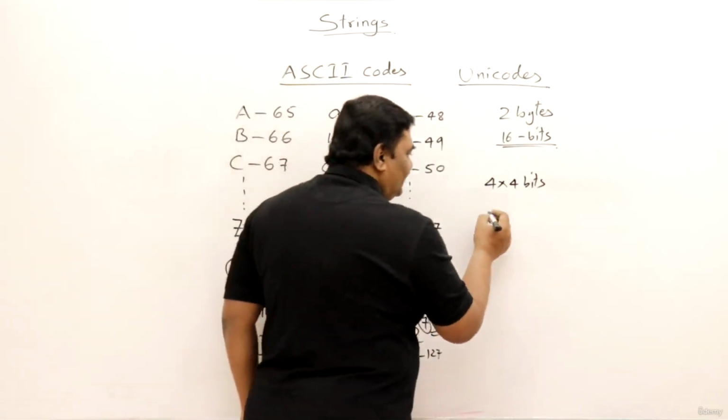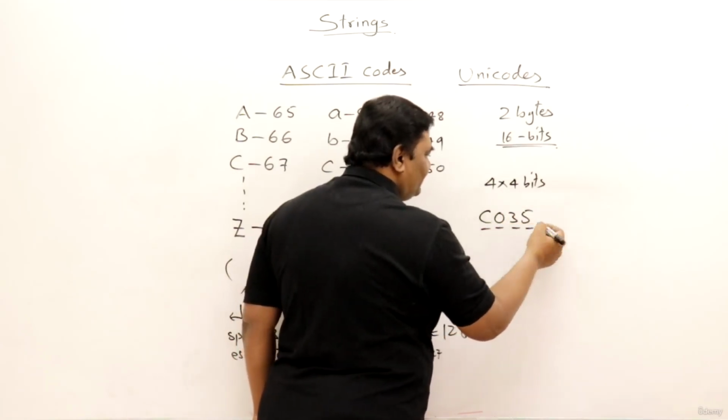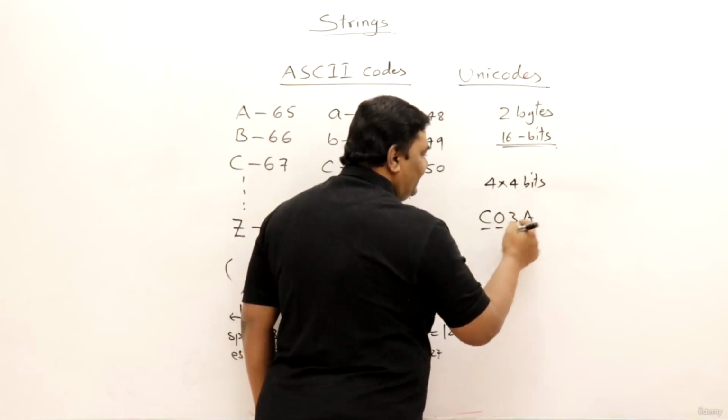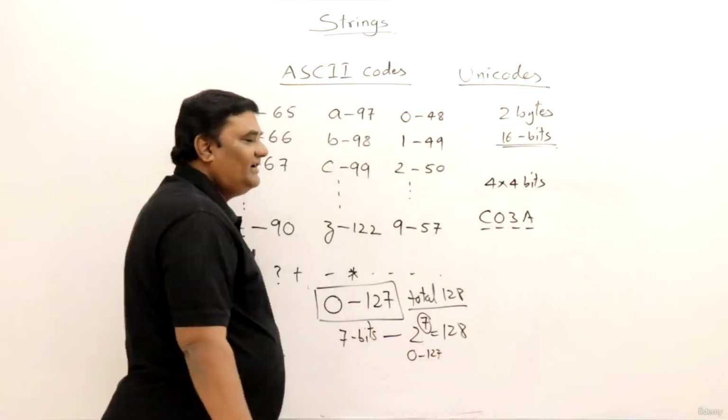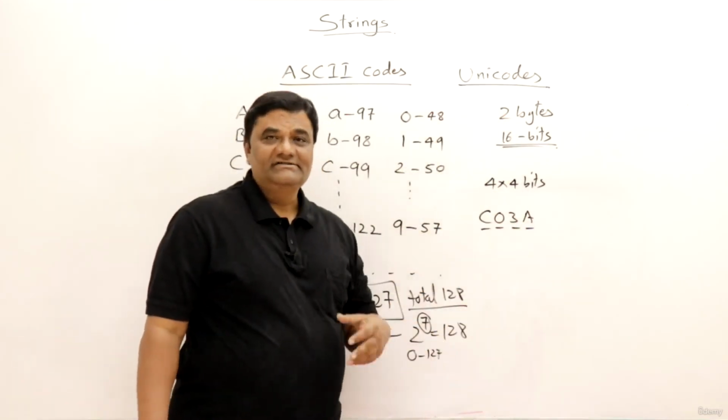Like, for example, C035. So these are 4 digits of hexadecimal. Or C03A. So this is also 4 digits of hexadecimal. So Unicodes are represented in the form of hexadecimal.